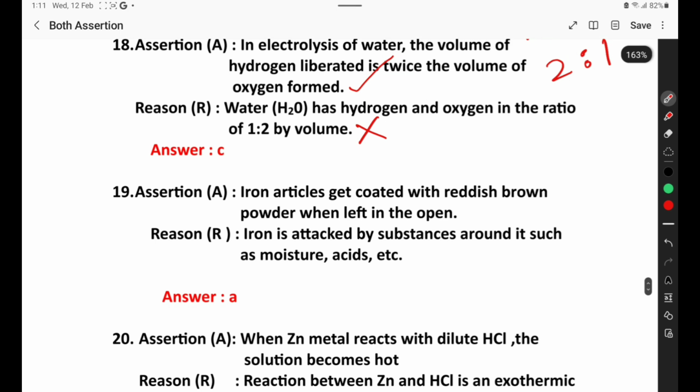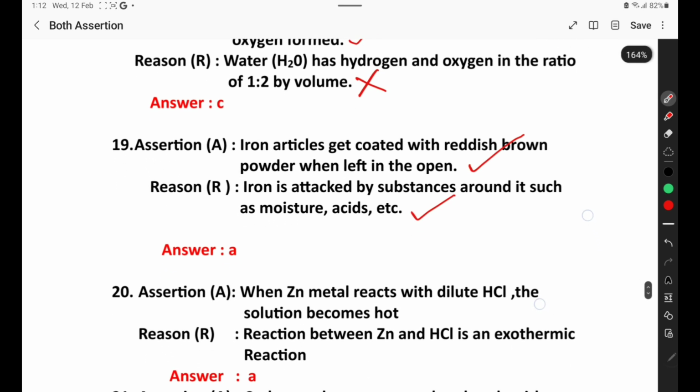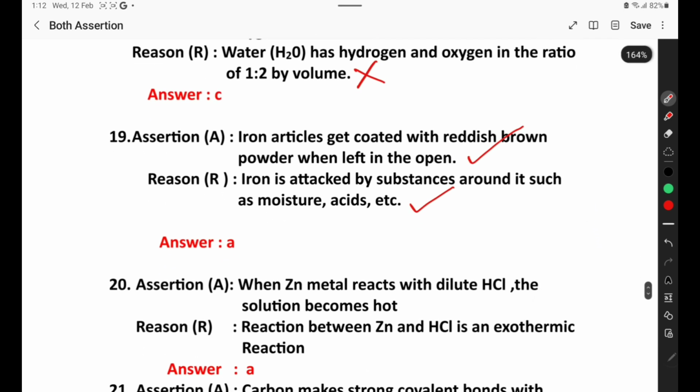Iron particles get coated with a reddish brown powder when left in the open. Yes, if we expose iron to the atmosphere, due to the content of moist air, it will get corroded or rusted. So a reddish brown flaky substance is formed on its surface. So the statement is correct. Iron is attacked by substances around it such as moisture, acid, etc. That's also right. So assertion and reason both are correct and reason is the correct explanation of assertion.